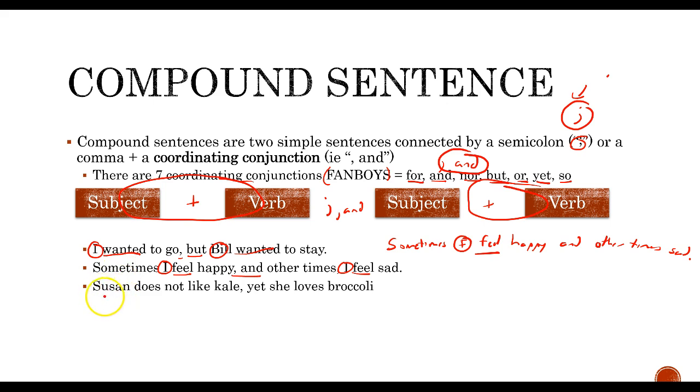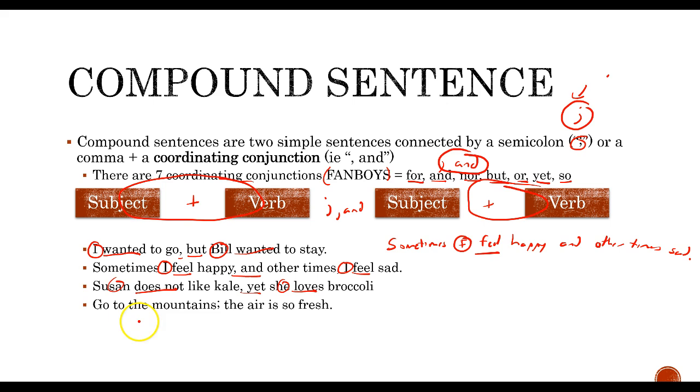Here's another one. Susan does not like kale, comma, yet she loves broccoli. So here we have Susan does not like kale, and then we have a comma and a conjunction, yet, comma, yet she loves broccoli.